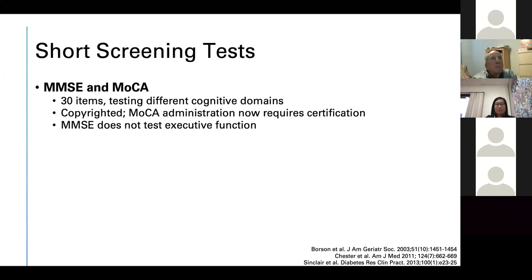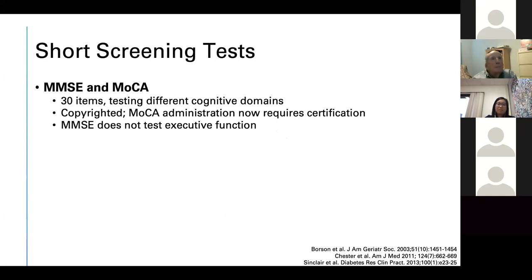They're both copyrighted, and right now the MoCA administration requires certification if you want to use it. The mini mental status exam does not test executive function, so that's important to keep in mind, especially given that most patients with diabetes will present with executive dysfunction.